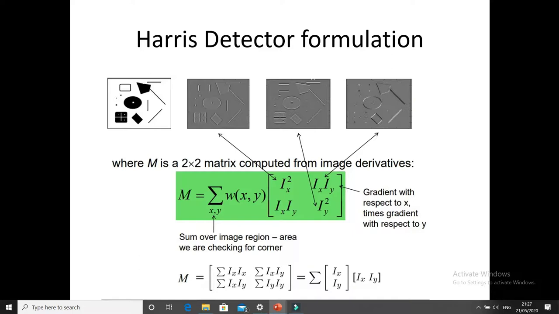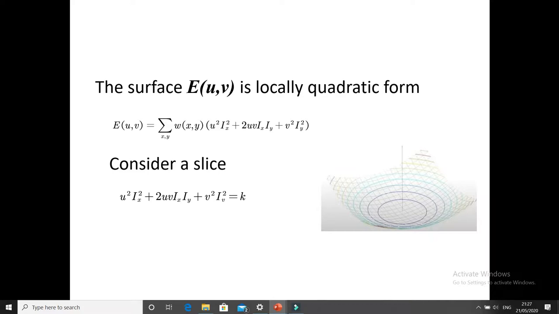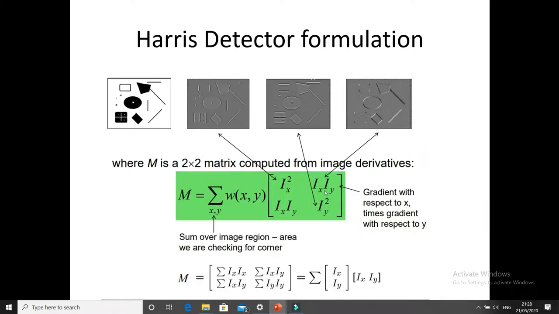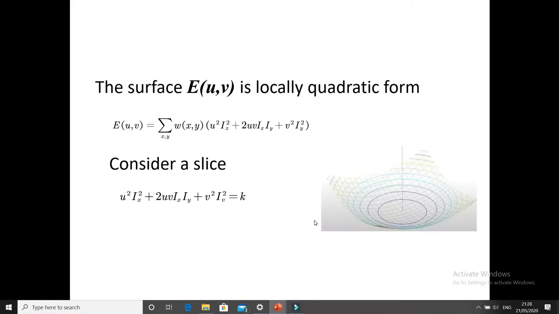And next, M is the covariance matrix of gradients. And this result, E(u,v), if we again expand it, then we can write this error term in terms of a quadratic equation. This is how we can write it in the quadratic equation.